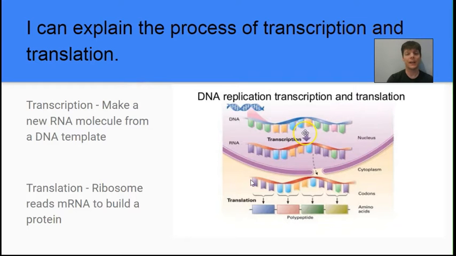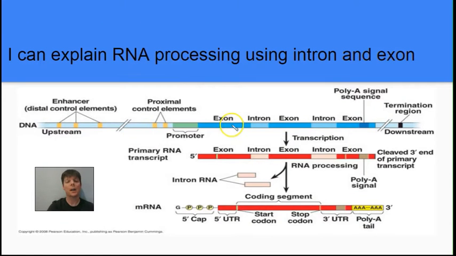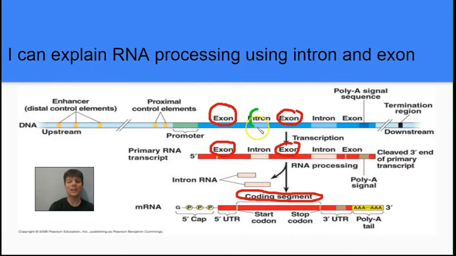translation occurs later. Our next learning target is to explain RNA processing using the terms intron and exon. So originally we have a DNA molecule. This is going to be transcribed to produce RNA. Now, in that DNA gene, the transcribed portion of the DNA, there are regions that are called exons and regions that are called introns. Now an exon, I like to call it the exciting part of the DNA, is going to lead to messenger RNA, which is actually going to be used in the coding segment. So it's going to give information that puts in the amino acids into a protein.